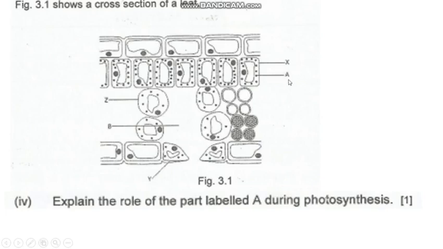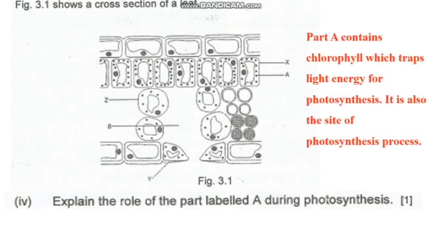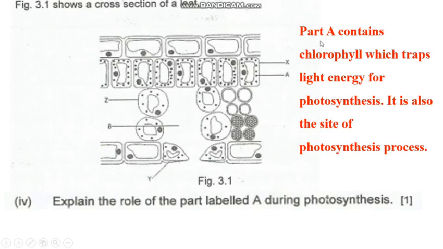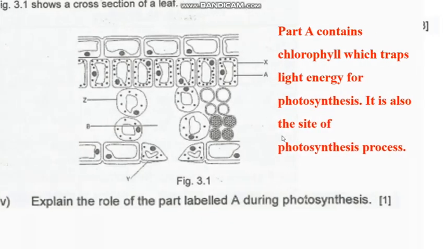So we can say that part A contains chlorophyll, which traps light energy needed for photosynthesis. It is also the site of photosynthesis process. So that is our answer. So here we have said part A contains chlorophyll, which traps light energy for photosynthesis. It is also the site of photosynthesis process. So that is our answer. We now move on to our next question.